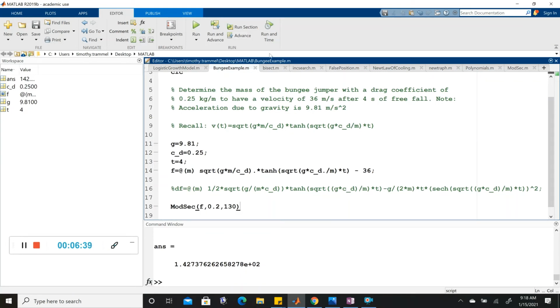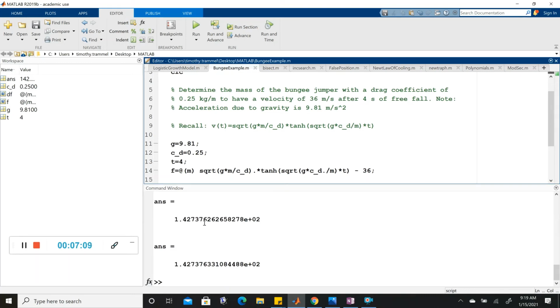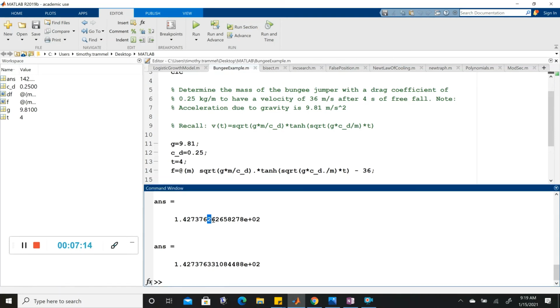We could compare this with what we got with some of our other techniques, like maybe we'll actually use Newton's method and see how these compare. We called that newtraf, and we needed F and DF and the approximation. So we'll get to see these two side by side. It looks like they're all the same up to this point. So this is pretty accurate.